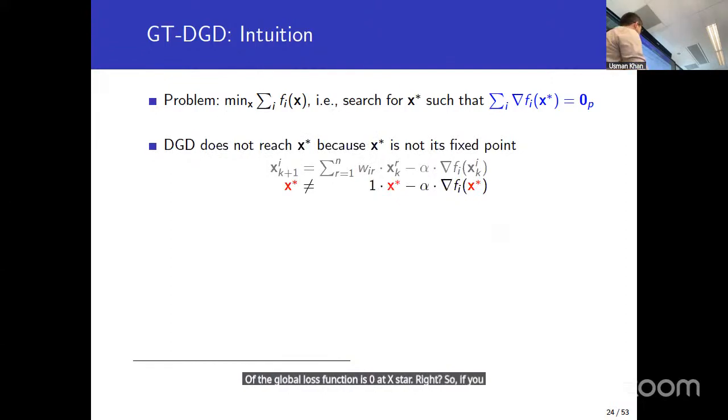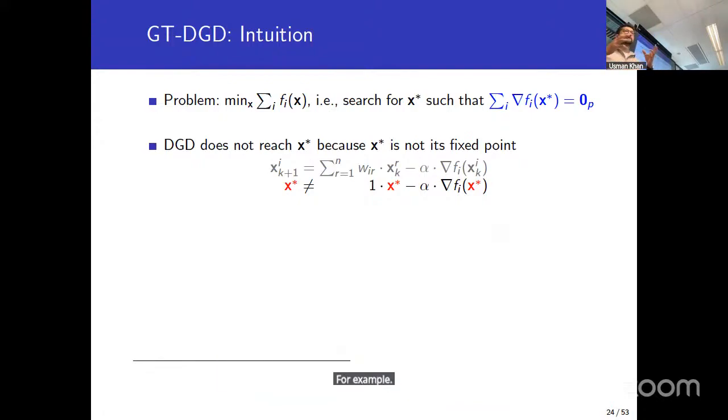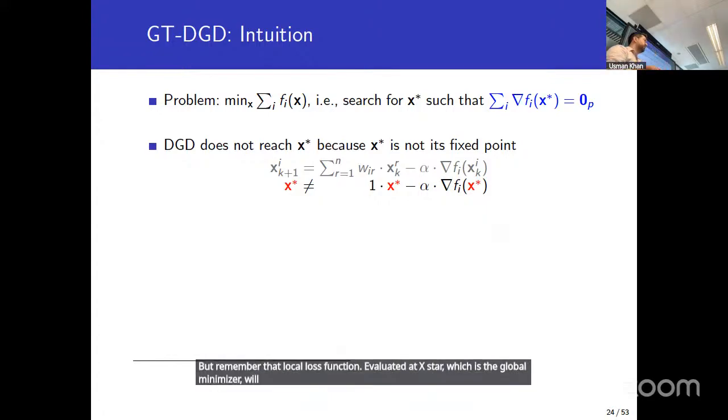So if you look at what distributed gradient descent, DGD, does, if I give DGD x star, this is the algorithm in gray, and imagine that every node knew what x star was. One property you want for this algorithm is for x star to be a fixed point of this iteration. Since these weights sum to 1, and x star doesn't depend on the weight, this is 1 times x star. But remember that the gradient of the local loss function evaluated at x star, which is the global minimizer, will not be 0, because the global optimizer is not the best case for your local data. And this is the error.